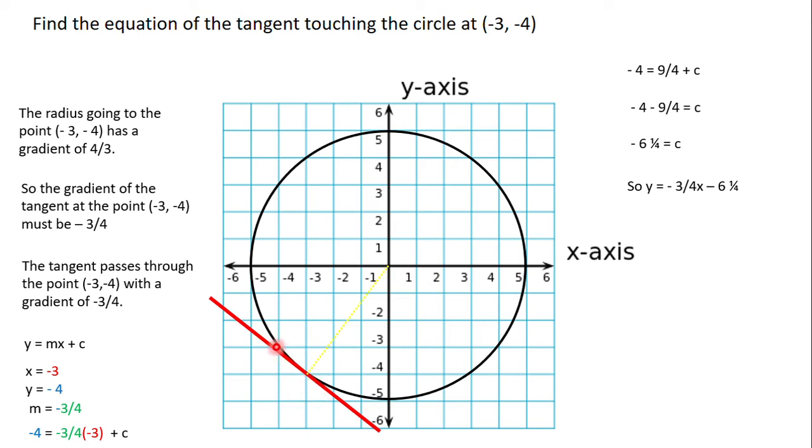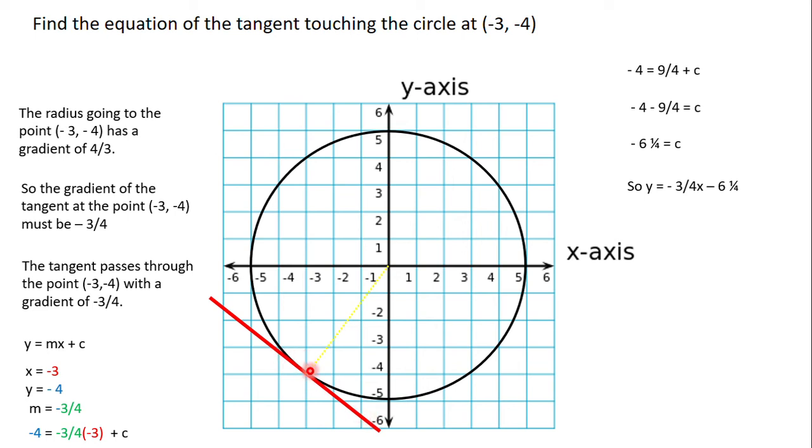It's got a gradient of -3/4. We've worked out that the y-intercept is going to be minus 6¼, and that looks about right. That looks like it's going to be about minus 6¼. So we know that we've got it correct. We've worked out the equation of the tangent.